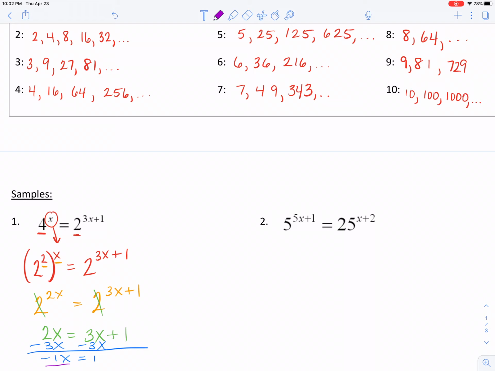Divide by negative 1 on each side and get that x is equal to negative 1. Final answer. You can plug it in and check in your calculator.